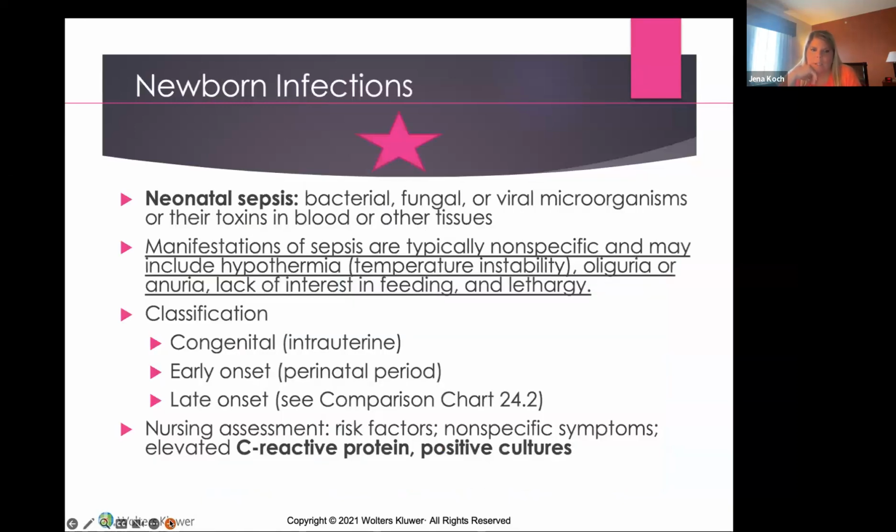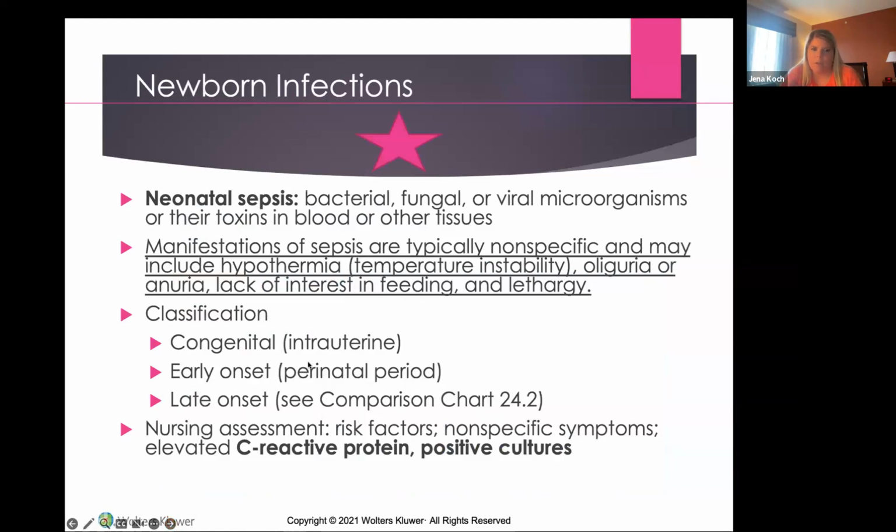Neonatal sepsis. So this is another type of acquired condition, right? So it could be bacterial, fungal. Manifestations of sepsis are typically non-specific and can include hypothermia or temperature instability, oliguria or anuria, lack of interest in feeding, and lethargy.